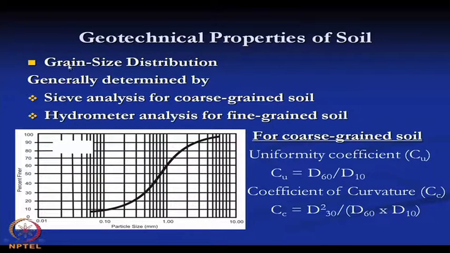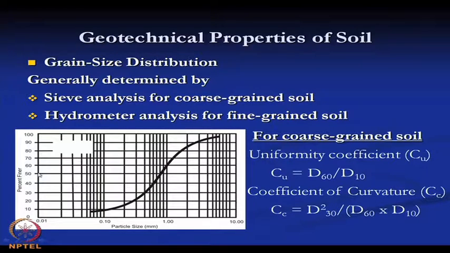So, the first important property is the grain size distribution. Grain size distribution is generally determined by sieve analysis for coarse grain soil and by hydrometer analysis for fine grain soil. This is a typical grain size distribution curve. Here the x axis is the particle size and the y axis is the percent finer.